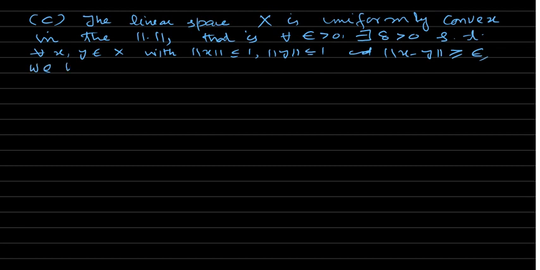A normed linear space which has this property is called a uniformly convex space. Not every normed linear space is uniformly convex, but if the norm is induced by an inner product, then those norms have this property of being uniformly convex. Okay, and these are three statements, so let's prove them one by one. Proof.